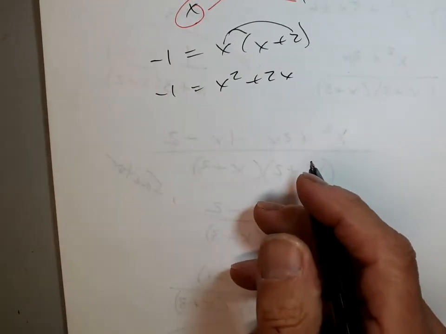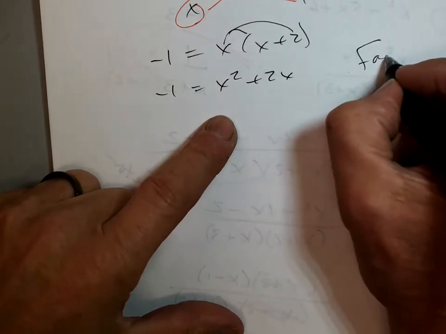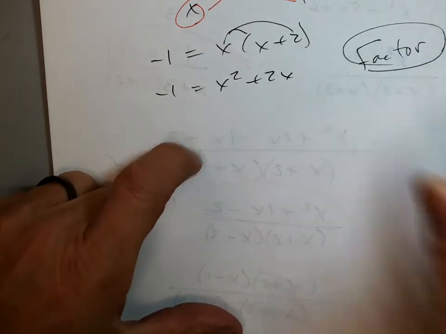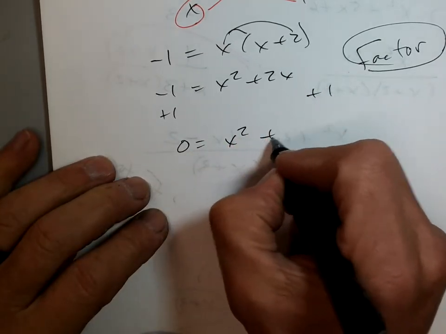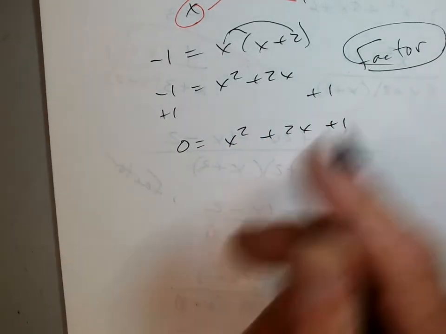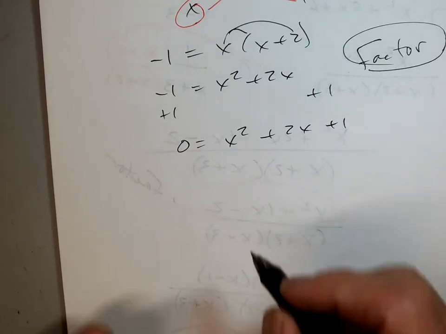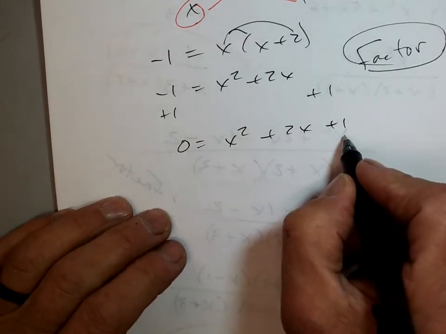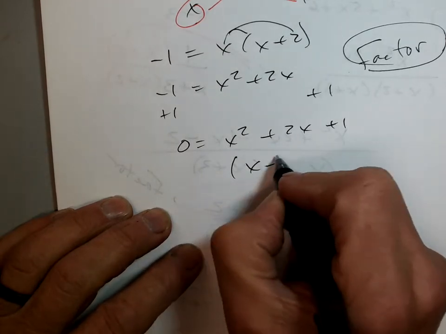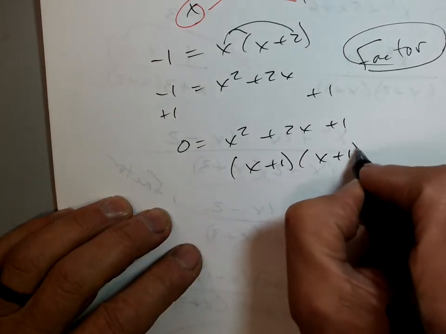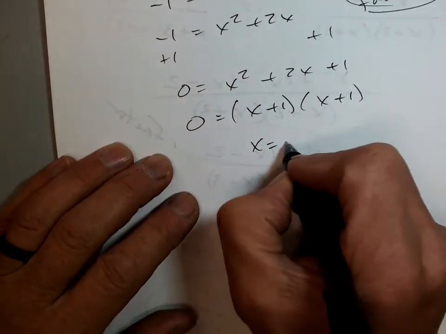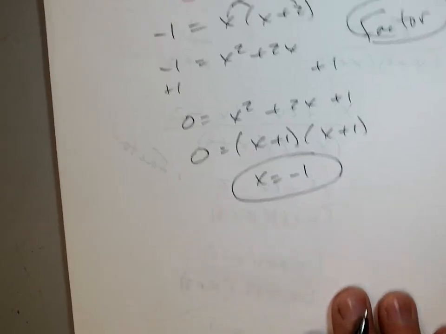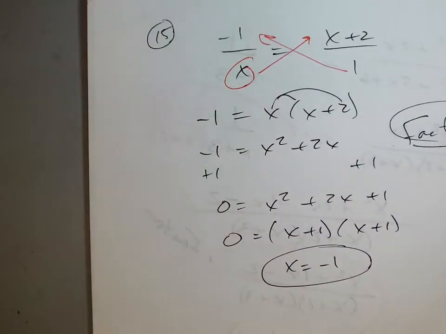Yeah, it looks like I'm going to need to factor. But before I factor, let's bring the 1 over. Plus 1, right? Okay, I need to bring the 1 over so I can factor, right? Hopefully you guys see that. What times what makes 1? 1 and 1, right? x plus 1, x plus 1, okay? Solving, I get x equals negative 1. Boom.